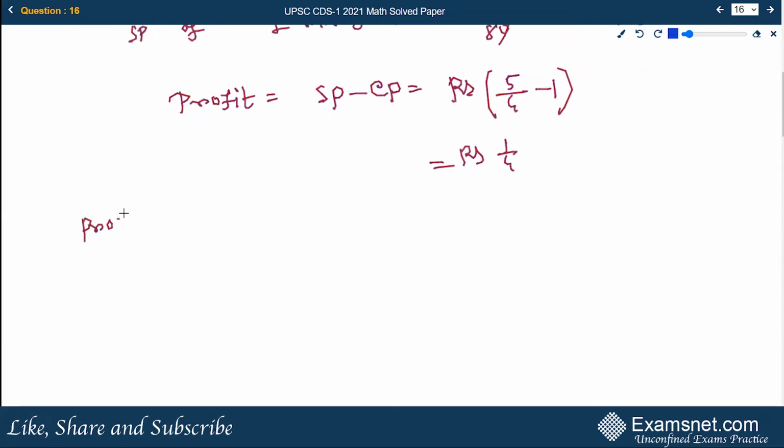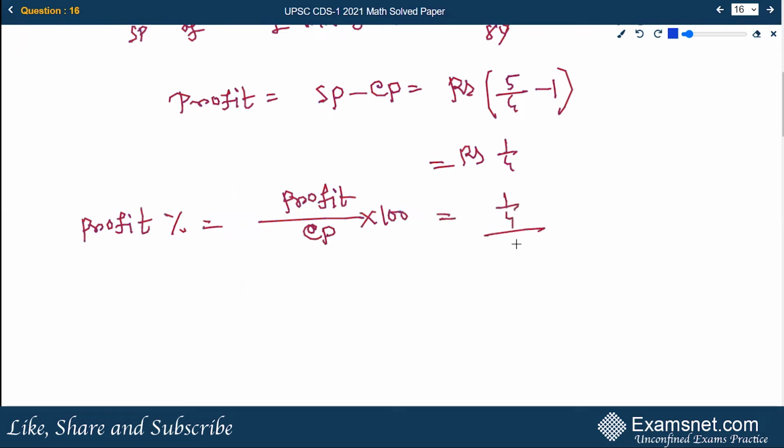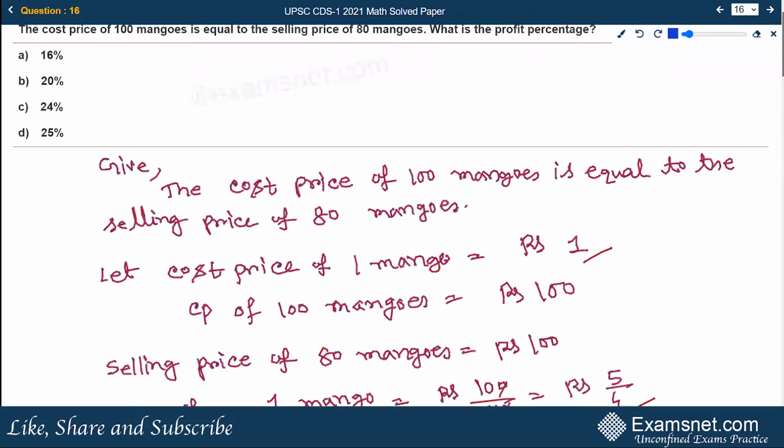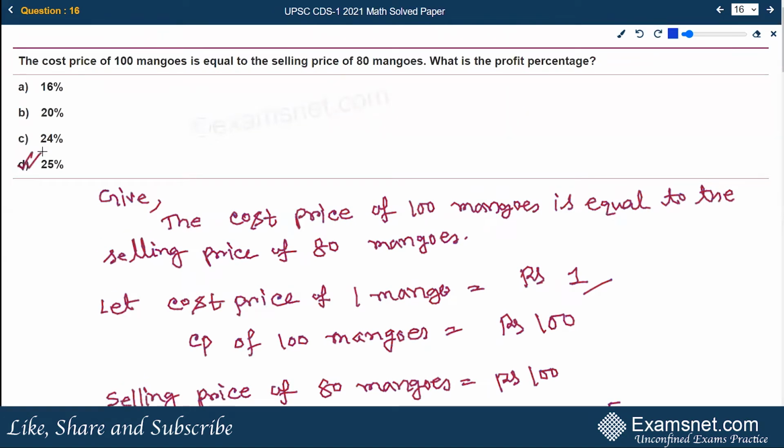So profit percentage, how to find the profit percentage? Profit by CP multiplied by 100. Correct? So here is the profit 1 by 4, CP rupees 1, and 100. So we can find, yes, so the profit percent is 25%. Let me check the options. Option D is the correct answer, 25%.